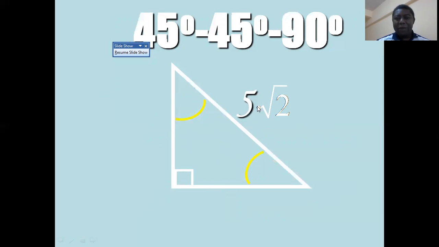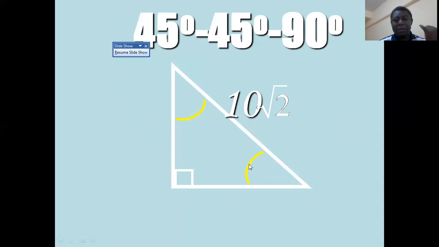We have 5 times the square root of 2 here, and we are looking for x for these two sides. If you got it right, you will have your answer to be 5 and 5. So you can test yourself by solving the problem. Here we have the hypotenuse. You can pause the video and try to do it by yourself, okay?